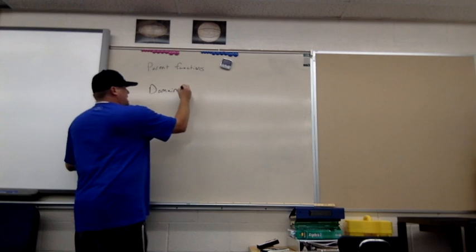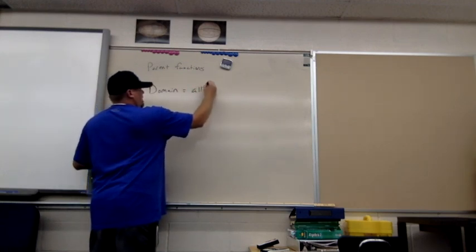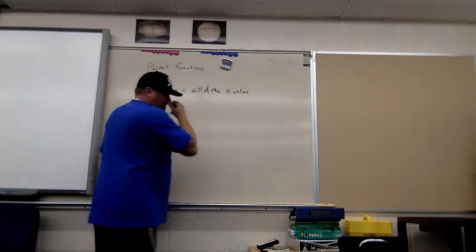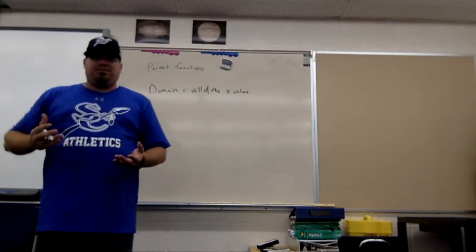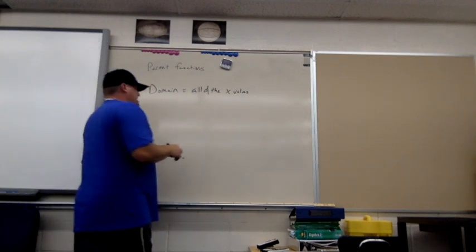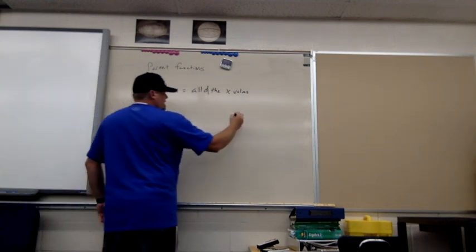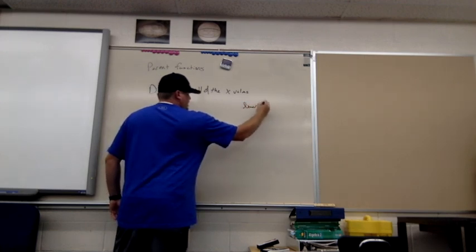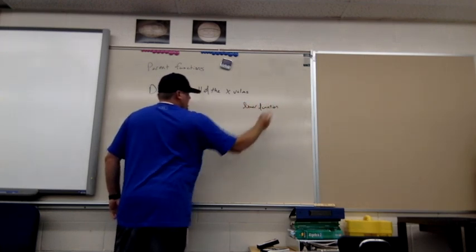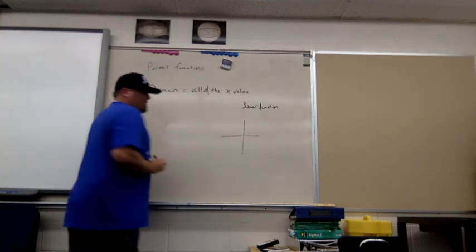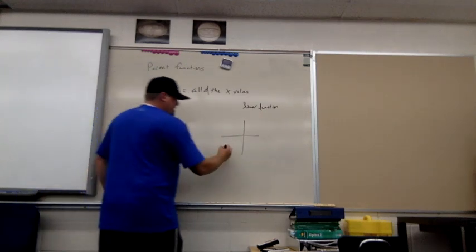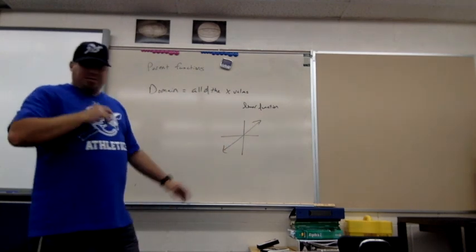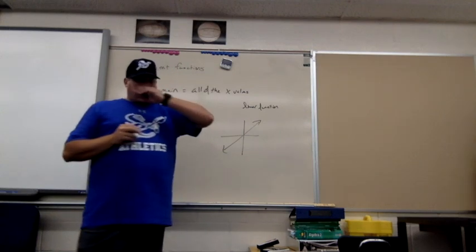Okay, so domain is all of the x values that our function covers. So let's take a simple example. Let's do our linear function. If I do that, remember my graph is just like this, and it goes on forever and ever and ever, right? These arrows mean I'm going forever and ever.